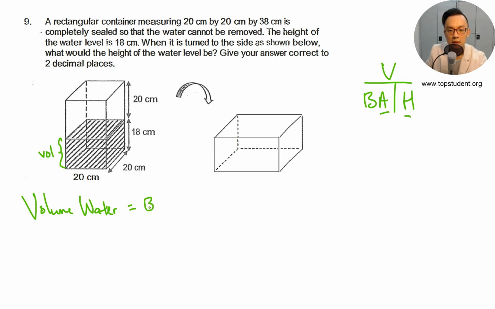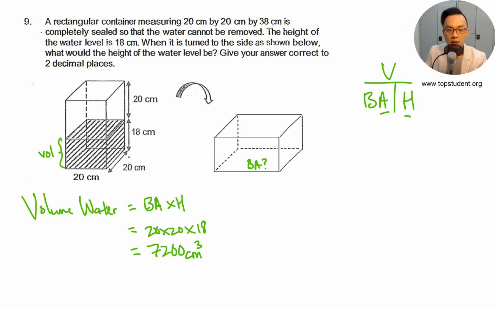So base area times height, which is equal to 20 times 20 times 18 equals 7,200 cubic centimeters. Next we want to find the base area. With the base area, I'll divide the volume by it and then we can find the height.